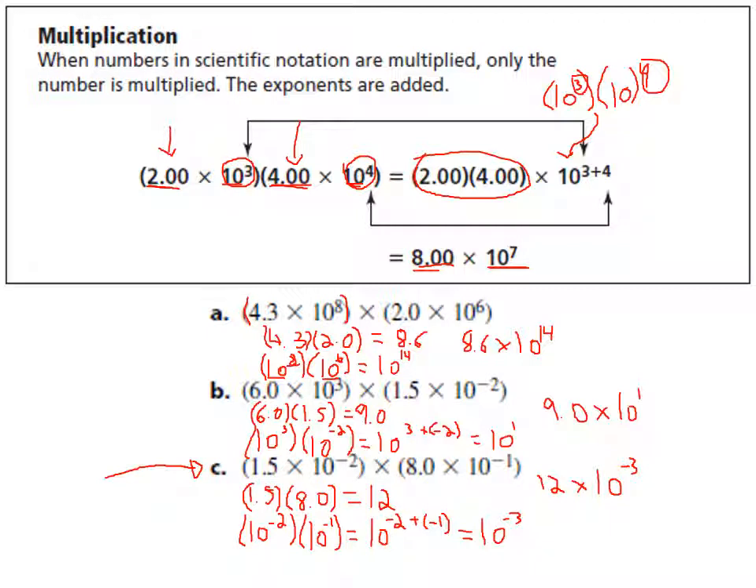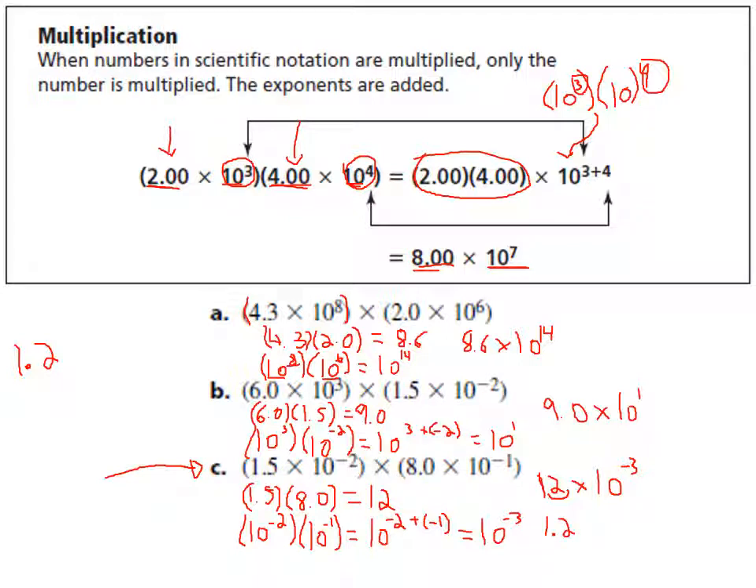But we do have a problem. You may have noticed that our coefficient here is 12. Remember, the coefficient has to be a number where you only have one number before the decimal. So for example, 1.2, that would be an appropriate scientific notation coefficient to have, but we don't have that here. So we have to move our decimal place. Our decimal place will be at the end here, and we need to move it over 1 to get 1.2.